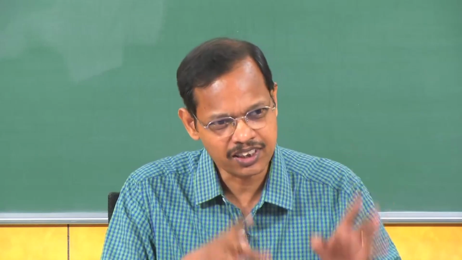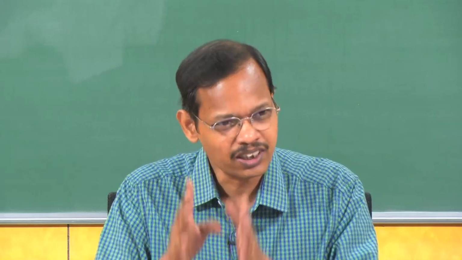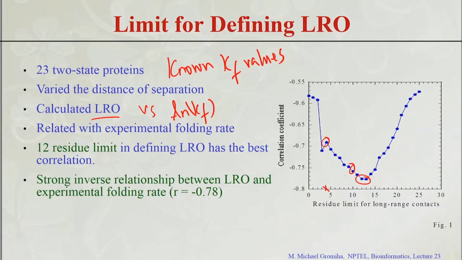The contact order considers short, medium and long range contacts, but in the case of long range order we consider only the long range contacts, because that is the one which shows the highest performance. If you add the short range contacts, the correlation is less. That means it has to do only with the long range contacts. So, from here we get the 12 residue limit, and with this limit we see a correlation of minus 0.78 with the experimental folding rate.